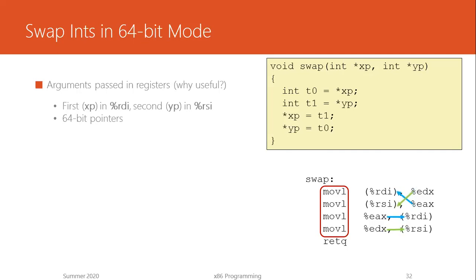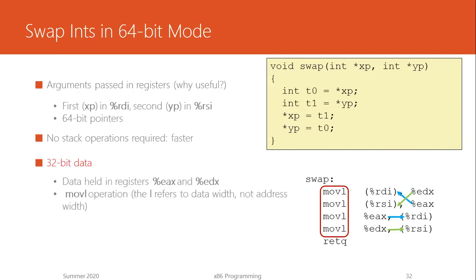The first 2 instructions load the content of xp and yp into registers EDX and EAX respectively. And the next 2 instructions simply store these registers into the required memory locations. And that's it. Maybe it is simpler because you don't have to use the stack at all. No stack operations required. And also note that we are still moving 32 bits worth of data.